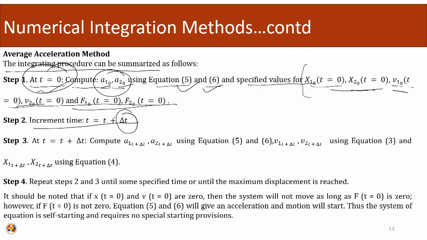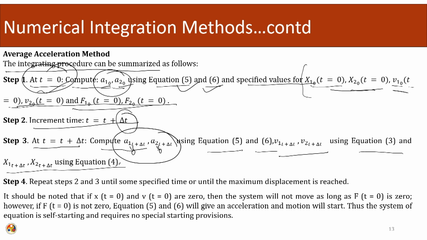Now, we are incrementing with delta time t. At that increment, we are computing the values of A1 naught plus del t and A2 naught plus del t. Here it was 0, here it was 0. So now we are calculating at an incremental time del t, again using equation 5 and 6 and the values of velocities and the displacements.